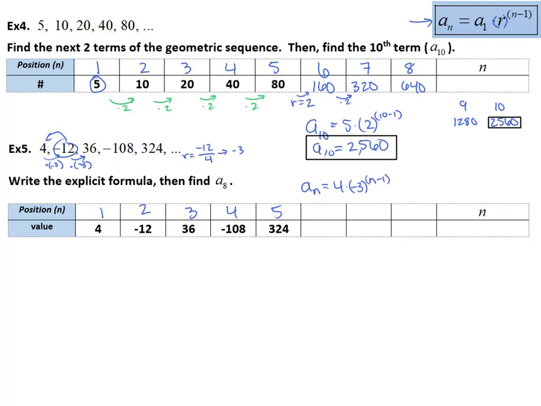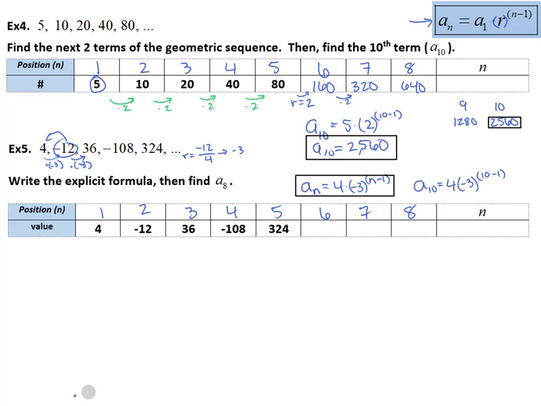Okay, so this is the explicit formula. It's the formula I can use to find any term in my list. Let's use it to find the 8th term. Now, again, could I do 6, 7, 8? Can we just calculate out a few more terms? Absolutely. Maybe we'll do that in a second to confirm it. But let's try our formula first. So if I'm finding the 10th term, a sub 10 equals 4 times -3 to the 10 minus 1 power, or 9th power.